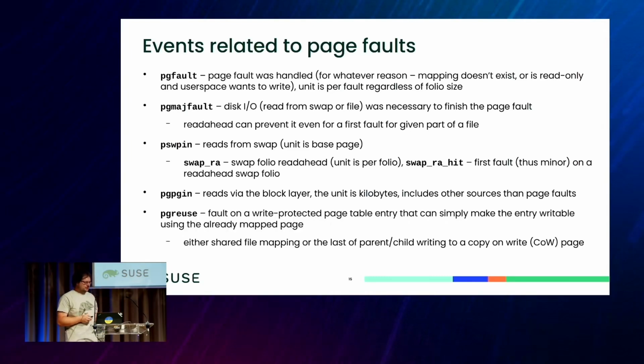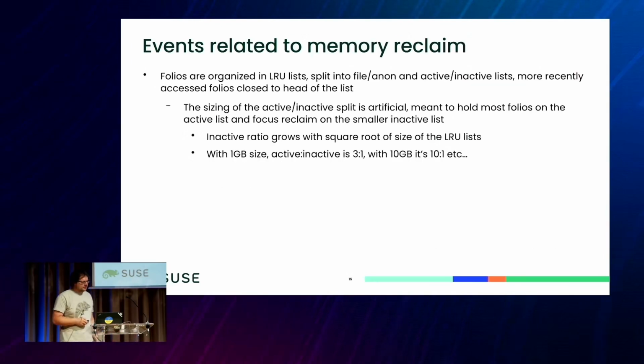Now, page reuse is a kind of odd counter. It's incremented whenever you have a write-protected page table entry due to copy on write, and one of the parent or child already did the copy on write, and the other now tries to write into the same page and realizes it doesn't need to copy anything because he's the last user, can just reuse that, or where it's a file write shared mapping.